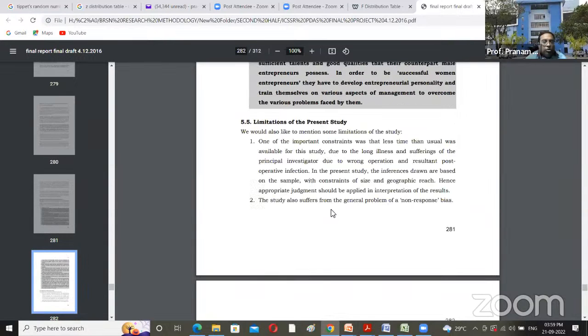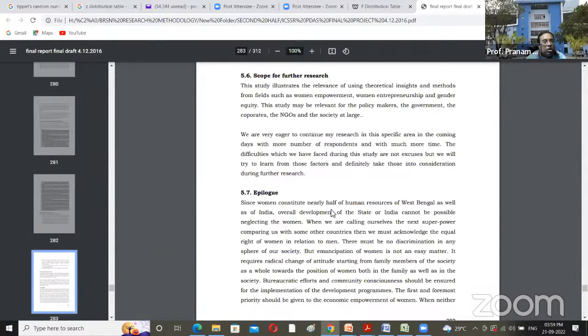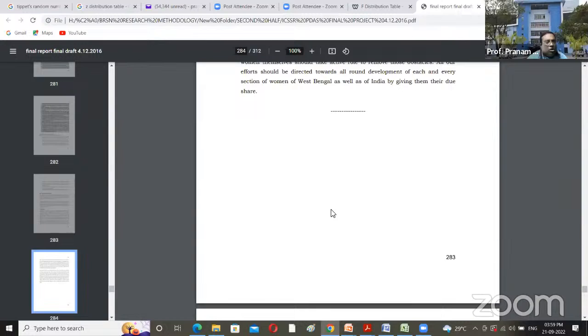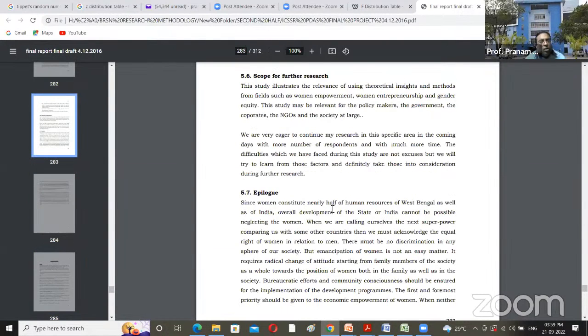And these are the limitations of the study, and these are the scope for further research, and this is the ultimate conclusion known as epilogue. This is the ornamentation. I have used the term epilogue. You can use the term final conclusion. So this is the way the report is written. So I answered the question of Shoma Kumari.